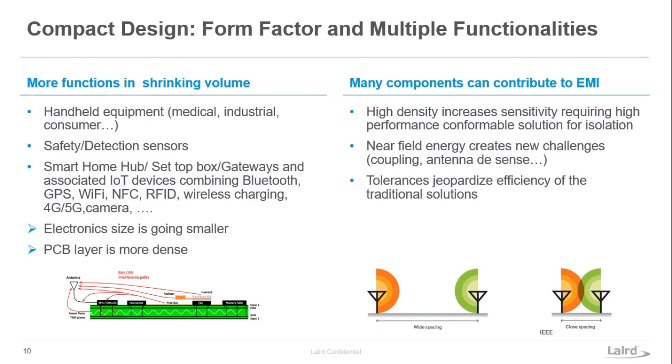Obviously, the consequence of going smaller, form factor and densification of electronics, is much more complex EMI challenges, like antenna coupling issues, antenna desense, crosstalk, etc., as the active components are getting closer to each other. You can imagine an IoT device, which is combining quite a lot of wireless communication systems like the Bluetooth, the Wi-Fi, the near field communication, the RFID, the 5G, but also handling wireless charging, a camera, GPS. You can imagine the number of potential disturbances you may have and how tricky it is to make sure that your device will perform correctly.